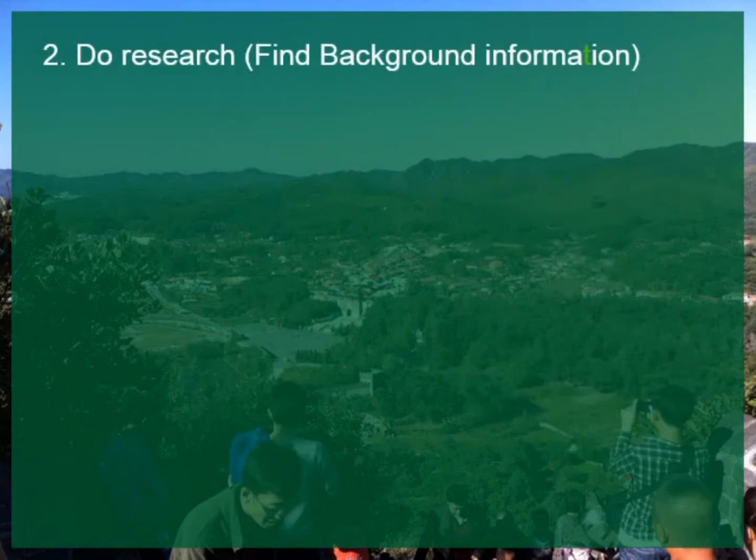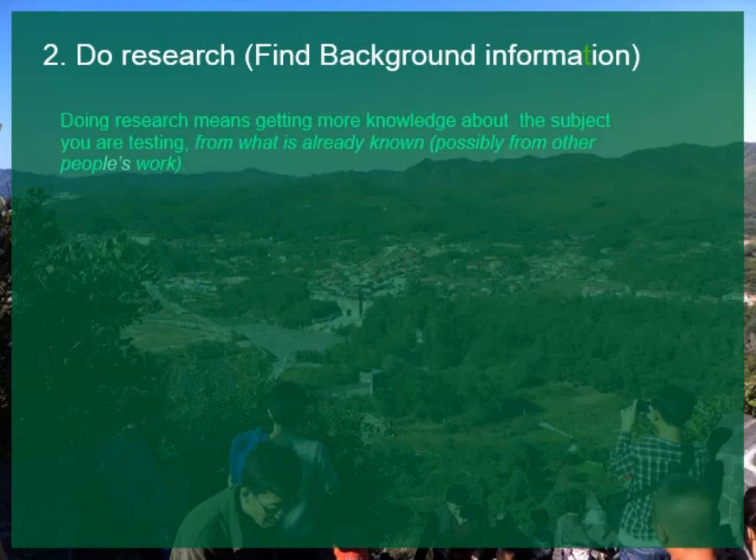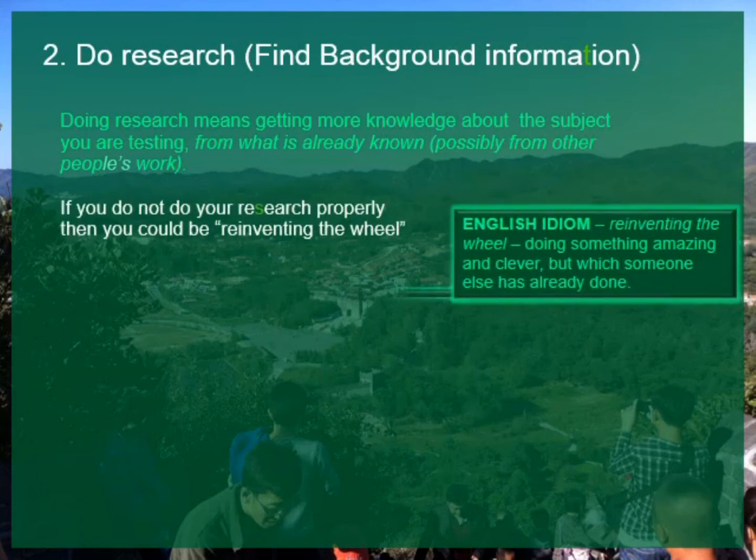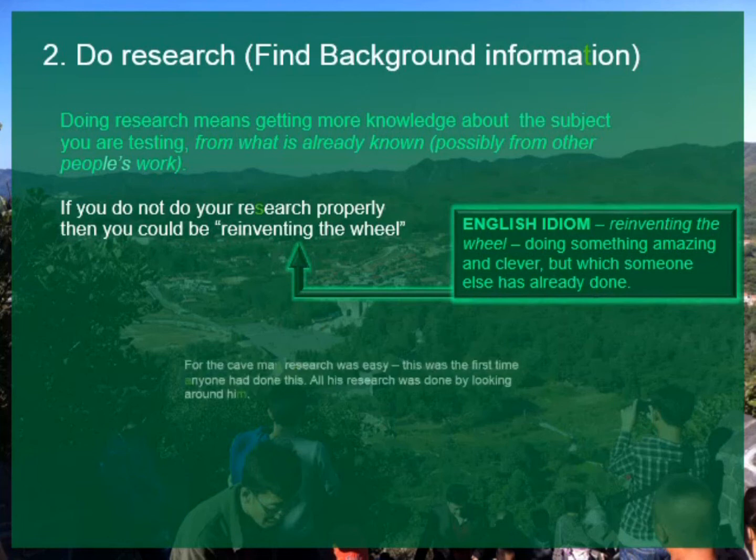So the second stage is to do research, find background information about your subject. You need to look at what is already known and possibly look at other people's work when you do this. If you don't do research, then you could end up reinventing the wheel, and you could work very, very hard and do something amazing, but you'll find that someone has already done it. We've already got wheels, they work very well. We don't need someone to design a new wheel.